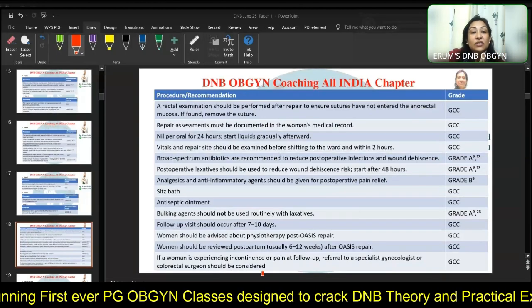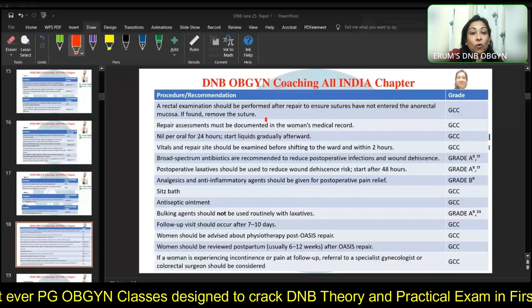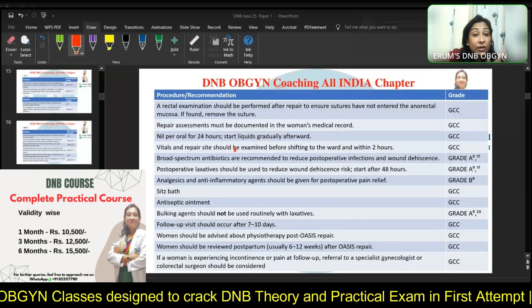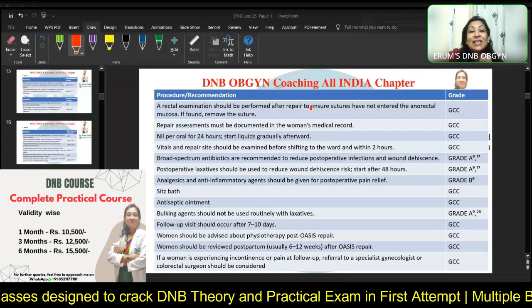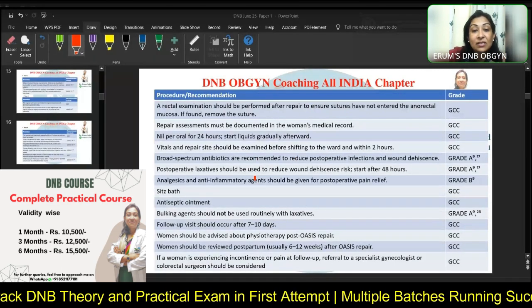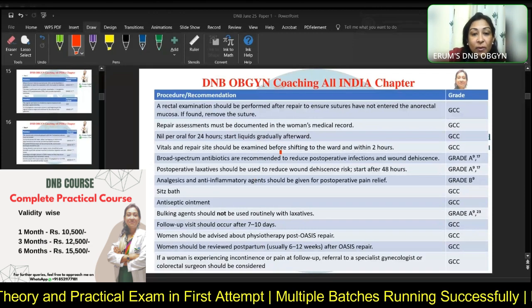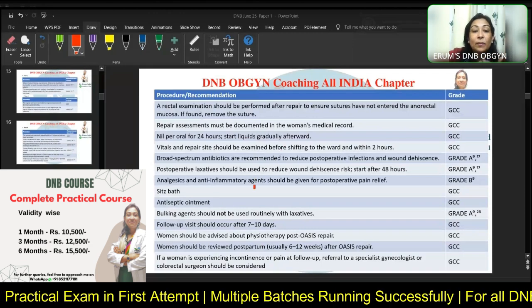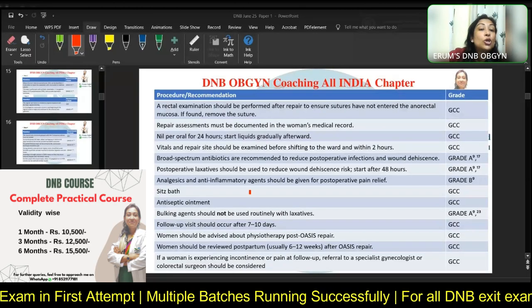All these are procedure recommendations. Rectal examination should be performed. Repair assessments should be done. Nil per oral for at least 24 hours. Vitals and repairs should be examined before shifting to the ward. Broad spectrum antibiotics are recommended. Post-op laxatives should be used. Analgesics, anti-inflammatory drugs, sitz bath, antiseptic ointment, all this. Bulk agents should not be used.